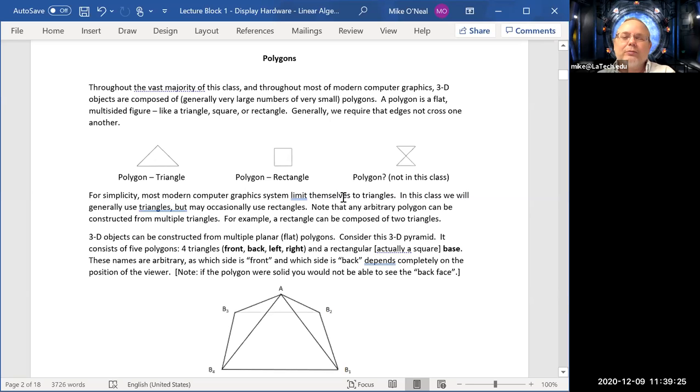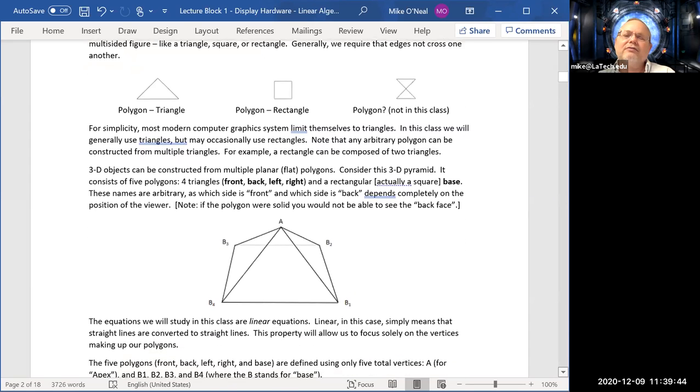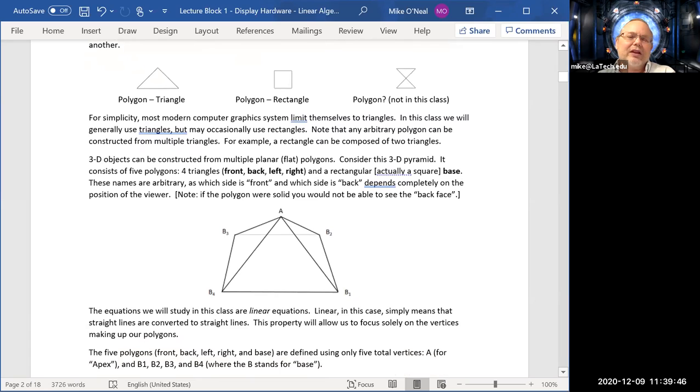Okay, so let's see. So we talked about triangles. Normally, we limit ourselves to triangles. Note that arbitrary polygons can be constructed from multiple triangles, as I noted here. While this wouldn't be a valid polygon, you could certainly build this image using two triangles. And so any arbitrary polygon can be built out of multiple triangles.